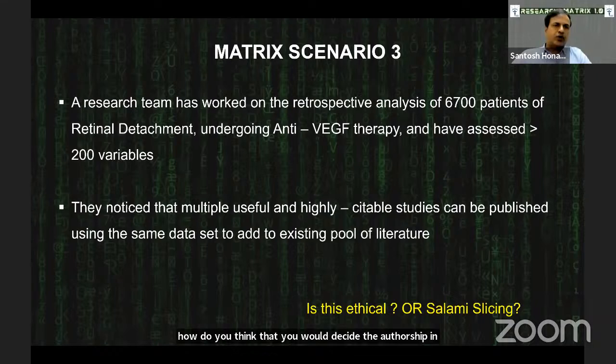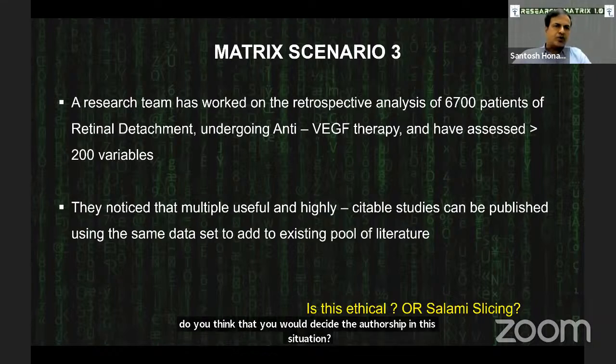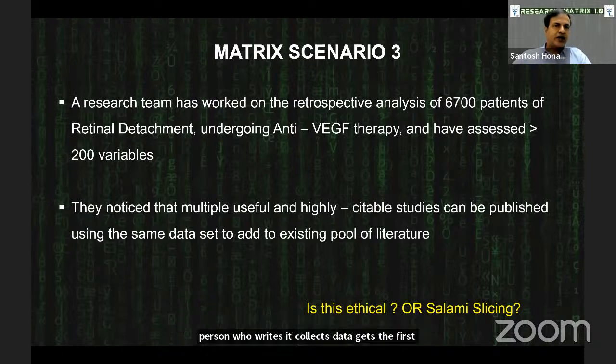Again, depending totally on the amount of contribution of each author. The person who writes it and collects data gets the first authorship. The mentor or the guide or the person who has conceptualized the research is the corresponding author. Everybody else comes in the middle, depending on the extent of contribution.